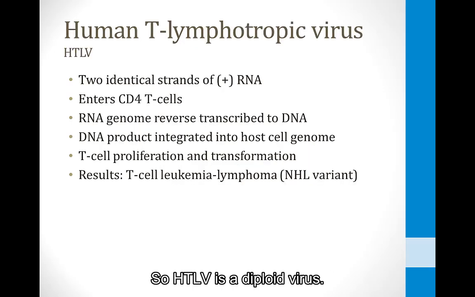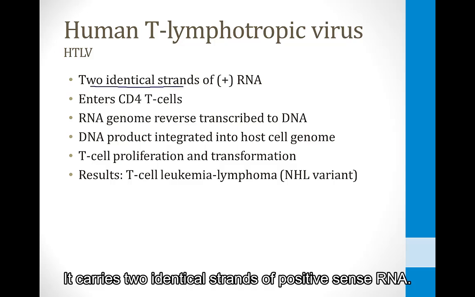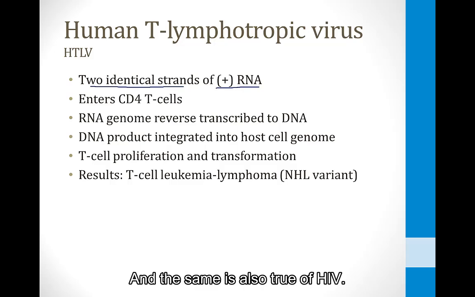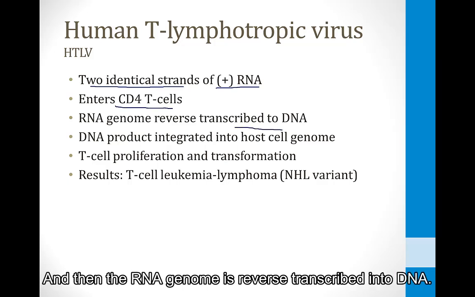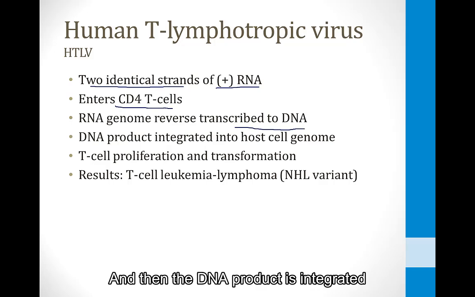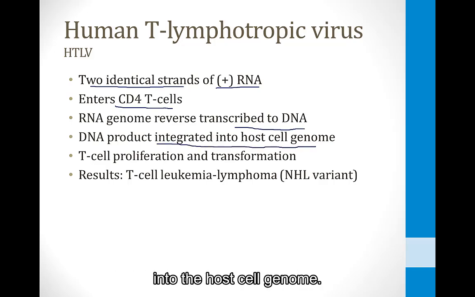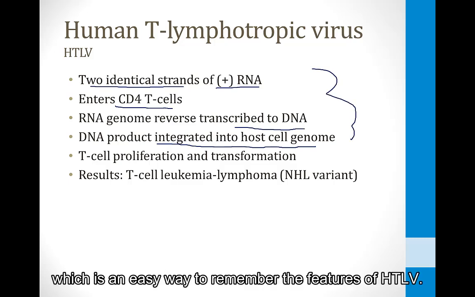So HTLV is a diploid virus. It carries 2 identical strands of positive sense RNA, and the same is also true of HIV. Also, just like HIV, HTLV enters CD4 positive T cells, and then the RNA genome is reverse transcribed into DNA, and then the DNA product is integrated into the host cell genome. And all of this is the same as HIV, which is an easy way to remember the features of HTLV.